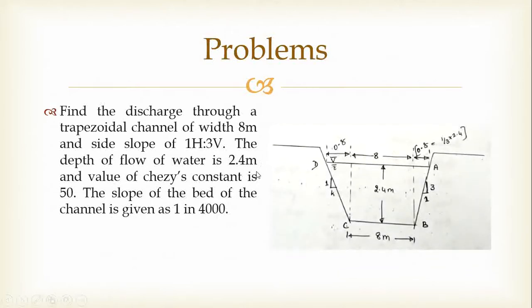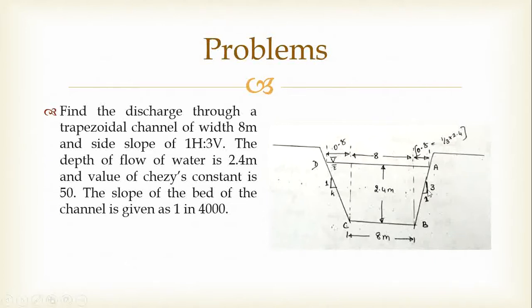First, make sure you write a proper diagram. The data given is a trapezoidal channel section of width 8 meters. I have drawn here 8 meters. Side slope is 1 horizontal to 3 vertical. And depth of flow is 2.4 meters. The value of Chezy's constant is 50, and the bed slope is 1 in 4000.